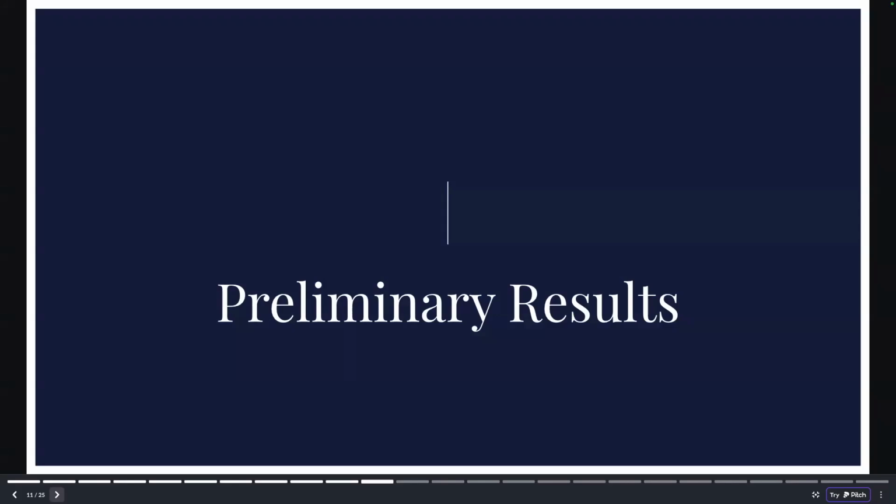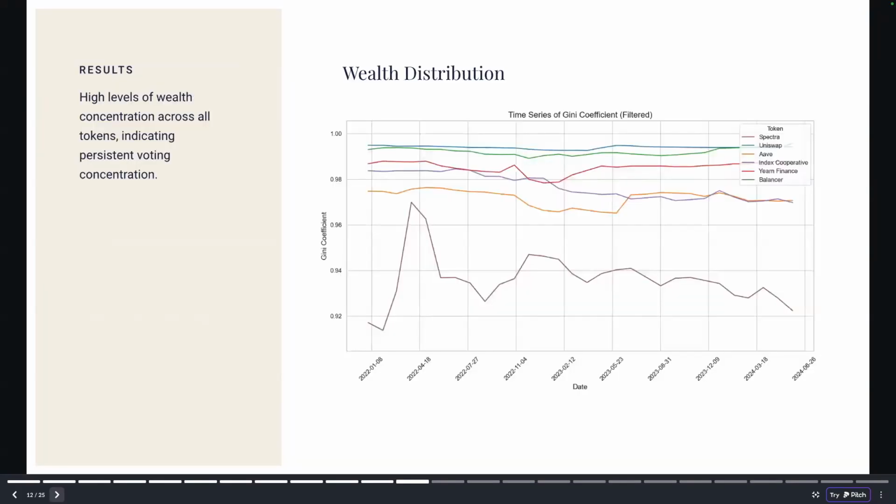Now, I will show you some highlights of my results. So first of all, here we can have a look at the wealth distribution of those 6 protocols, namely the Gini coefficient. As we can see, it's tremendously high. So we have values ranging from 0.9 to almost 1, which is perfect inequality. So there is a very high level of wealth concentration across all tokens, some more volatile than others.